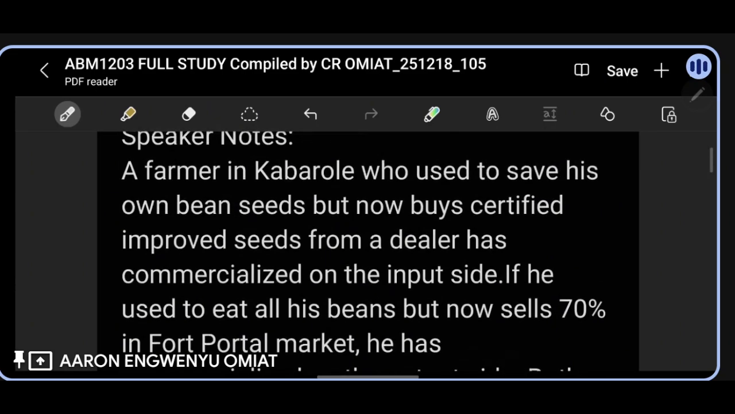So commercialization starts from where you get your inputs. If you're buying your inputs, like certified improved seeds, you have commercialized on the input side. If you're selling a significant portion in the public markets, you have commercialized on the output side.